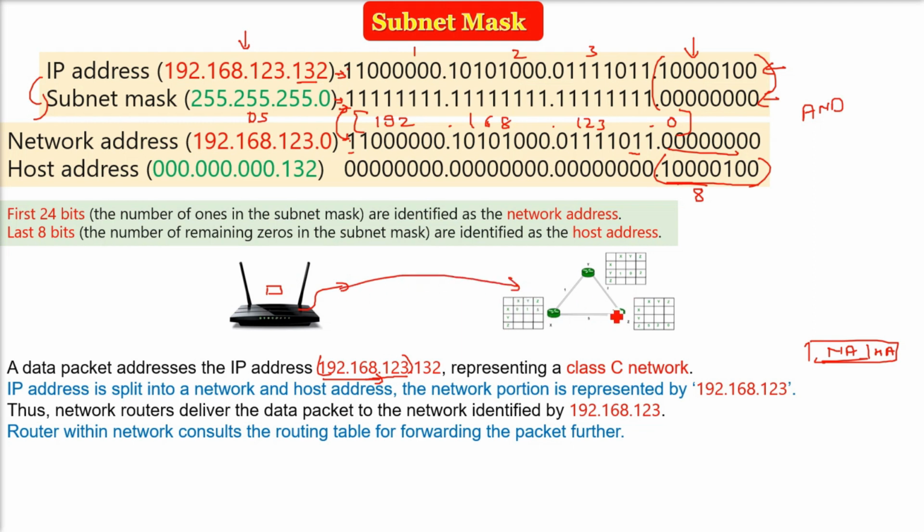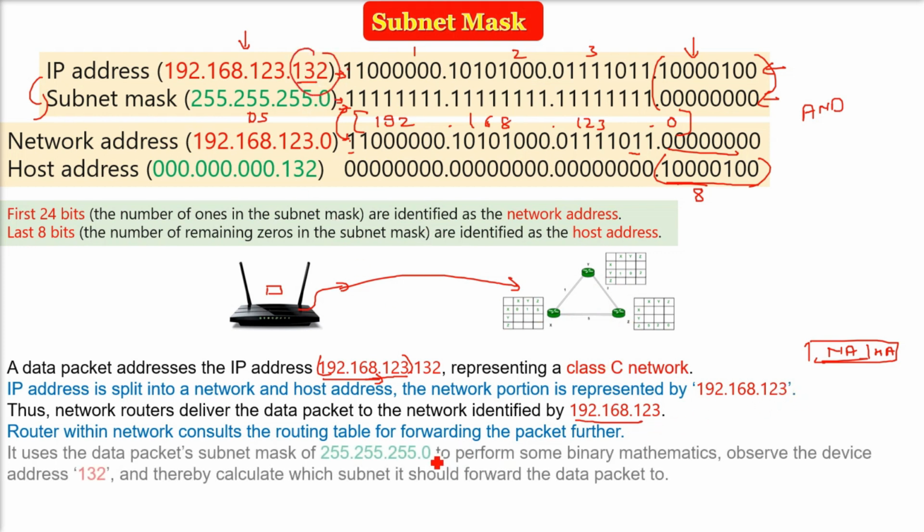Now in this network, we have another router. That router will go to the routing table. It will ask where to forward this packet further. How is it going to give it further? Here comes the subnet mask. So it will use the data packet's subnet mask, which is 255.255.255.0. It does some binary mathematics, which is ANDing and ORing, which I just told you. It observes the device address is 132, and therefore it will calculate which subnet it should forward the data packet to.